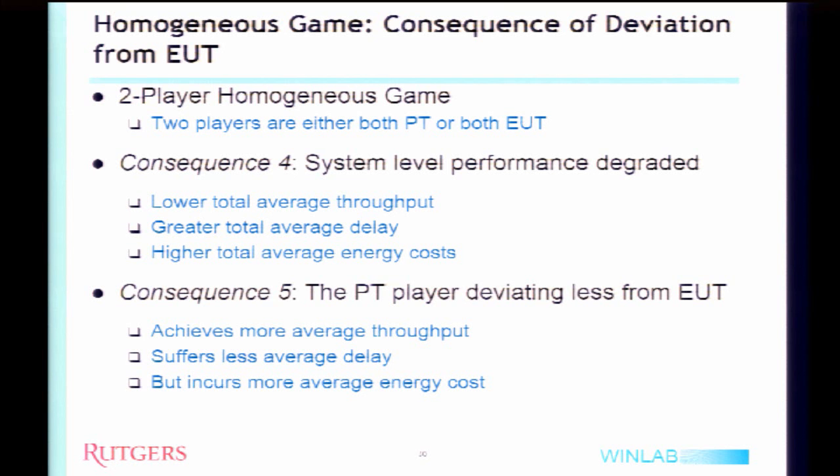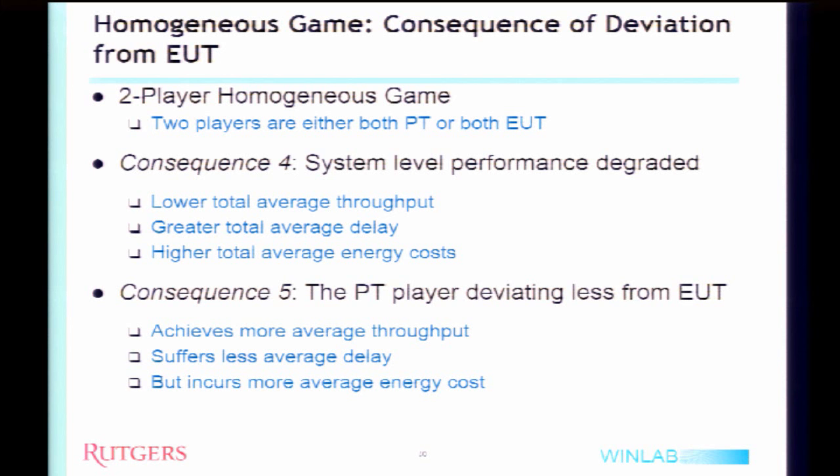On the system level, the homogeneous PT game achieves lower total average throughput, but has a greater total average delay and higher total average energy cost. So it hurts the system in every aspect of the communication. Consequence 4 says that if the two players each become more PT, as alpha gets smaller, if the two players are both PT, they do worse than if they're both EUT.